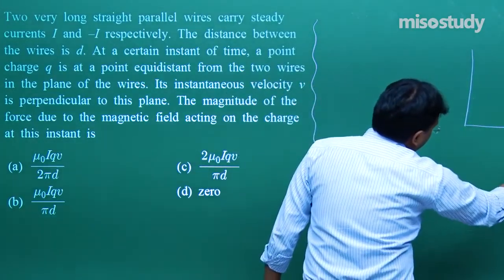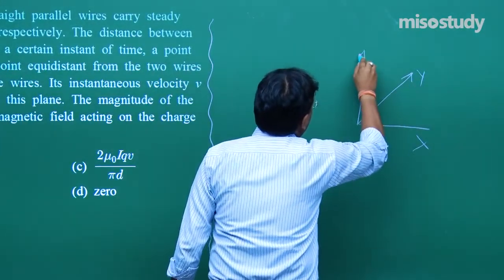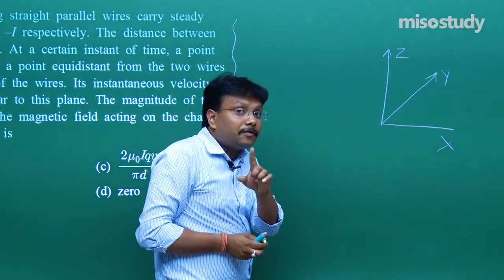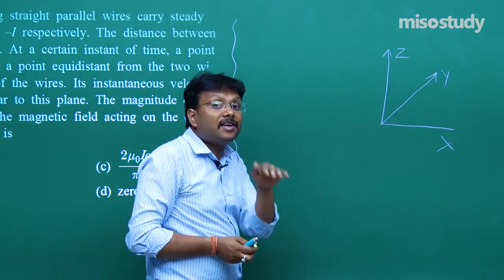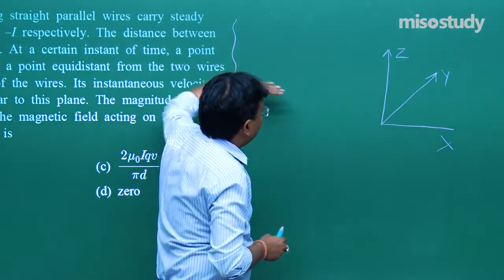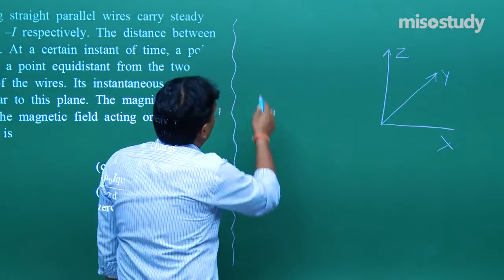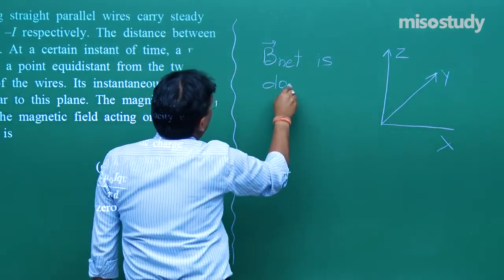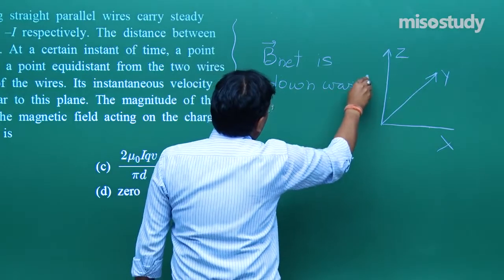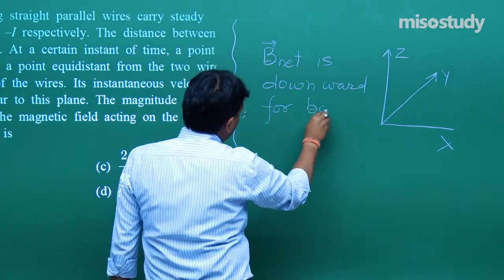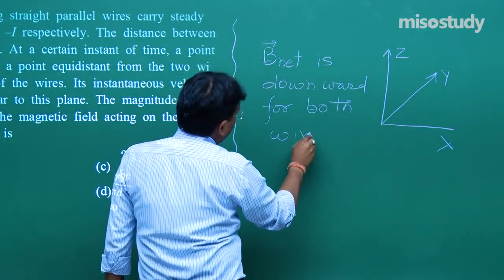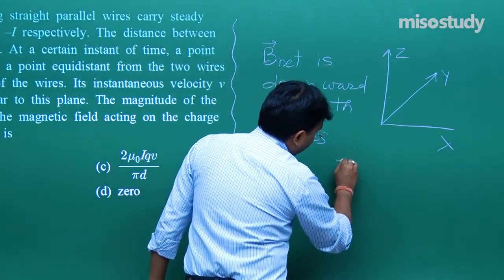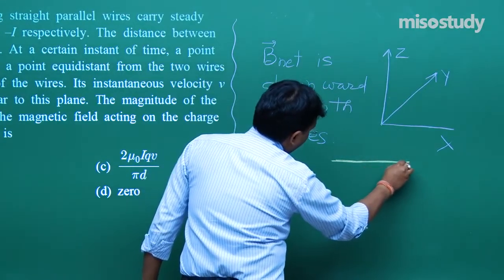Just to show you the situation, here I am giving you a symbolic diagram. Okay, x, y, z. Now, because of the direction of the current, the magnetic field due to both wires is downward. If the wires are like this, the magnetic field of both wires is downward. B net is downward for both wires. I think I should redraw the diagram, because if the diagram is not present, it is going to be slightly difficult for all of you to visualize it.